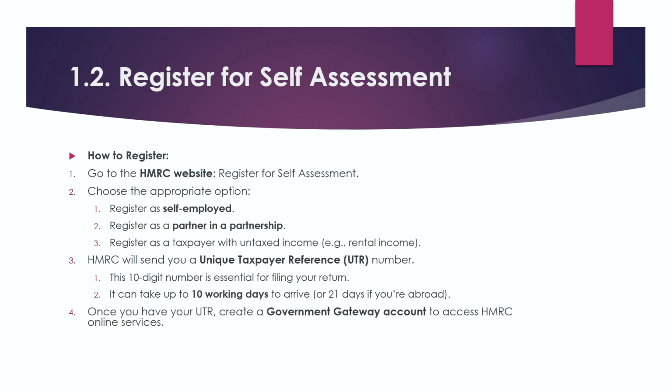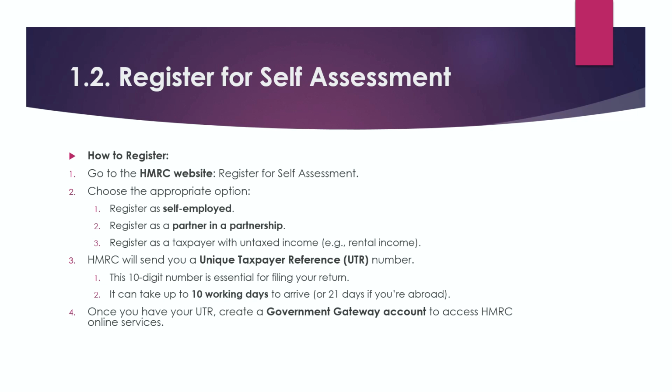How to register? Go to the HMRC website, register for self-assessment. Choose the appropriate option. Register as self-employed. Register as a partner in a partnership. Register as a taxpayer with untaxed income, e.g., rental income.